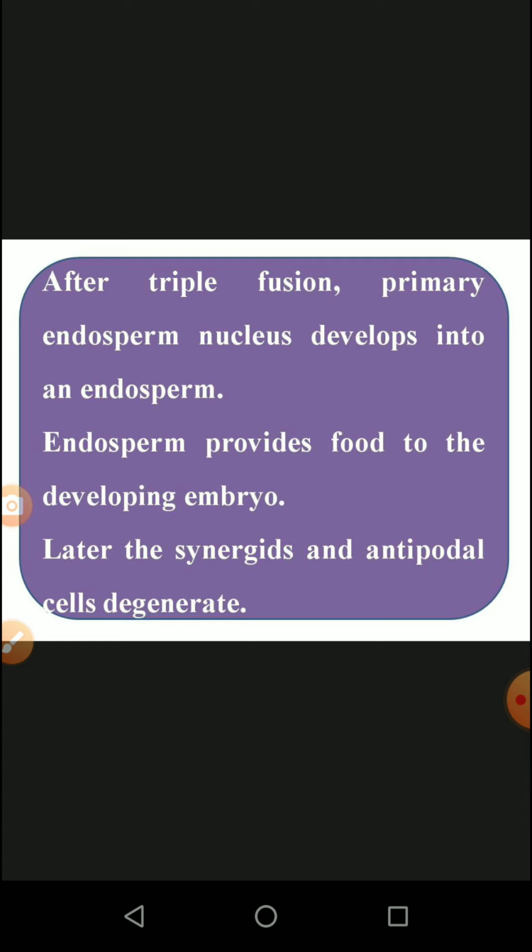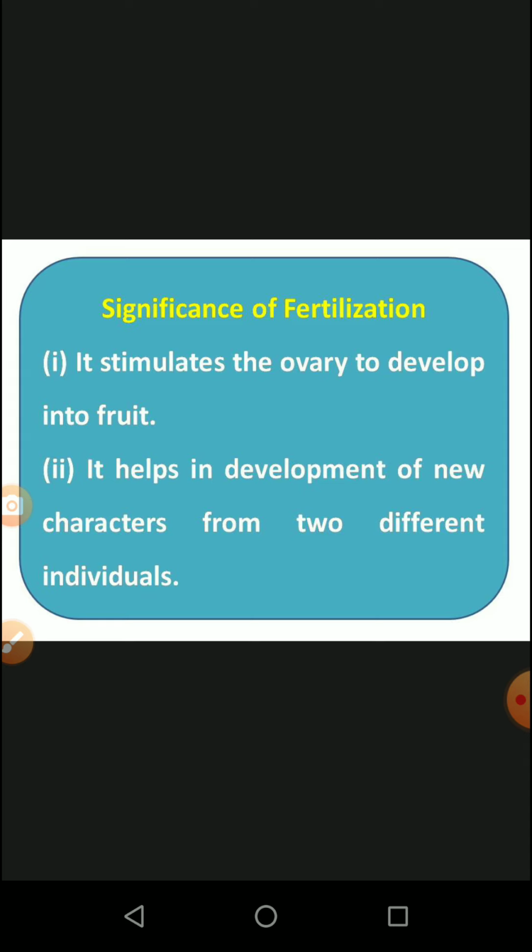Later, the synergids and antipodal cells degenerate. Then, what is the significance of fertilization? What is the importance of fertilization? It stimulates the ovary to develop into the fruit. It also brings new characters from two different individuals: 50% of the characters from the father side and 50% from the mother side. So they consist of two different sets of characters merged into a new individual, called the offspring.